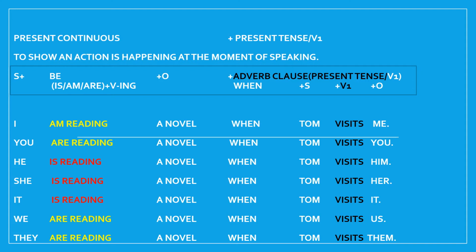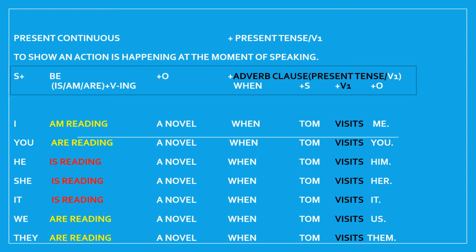So subject be verb ing object is sentence 1, but this is a present continuous sentence. And sentence 2 begins with conjunction when plus subject plus verb 1 plus object. This is sentence 2. We call it clause or adverb clause. Okay? Because the sentence that begins with conjunction when, we call it baby sentence or subordinate sentence. Another name is called clause. Here we call it adverb clause because the sentence begins with the adverb of time when.